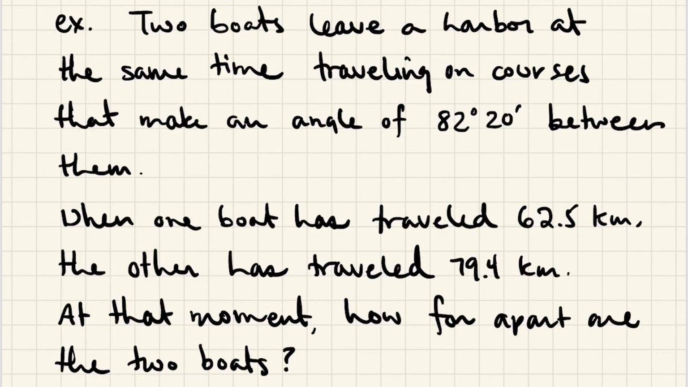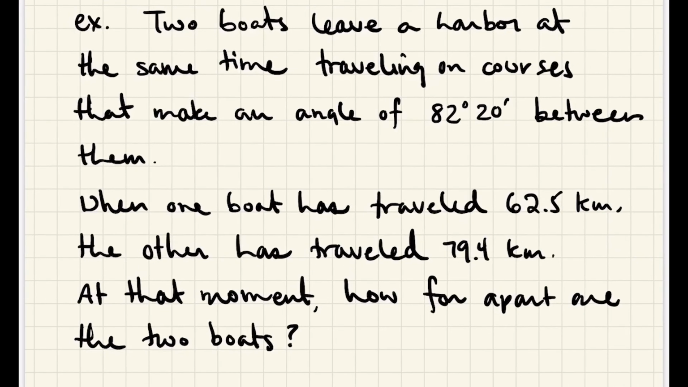Okay, so here we have two boats leaving a harbor, traveling on different directions, and after a while, one of them's gone a certain distance and the other one's gone a certain distance, and we want to know in that moment how far apart the two boats are. It's a classic situation. Perhaps you got on one boat intending to get on the other, and a couple hours into the trip realized your mistake, and now you have to swim, and you just want to know exactly how far to swim. Well, it's a good thing you're enrolled in trigonometry then.